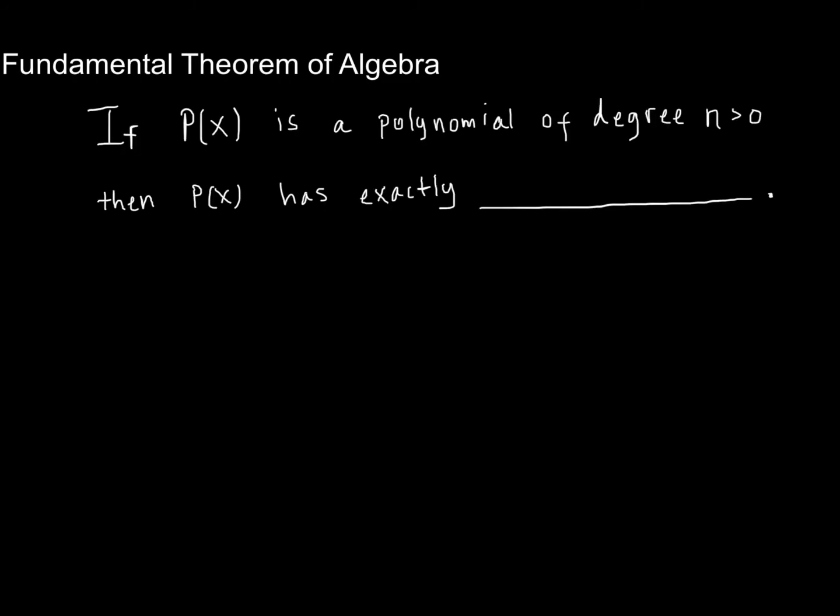All right, here's the beginning. If a polynomial, so if p of x is a polynomial of degree n greater than 0, meaning the degree of the polynomial has to be greater than 0, then p of x has exactly blank. I want you to go back to the discovery problem, think about what information you took away from that, and complete the fundamental theorem of algebra.